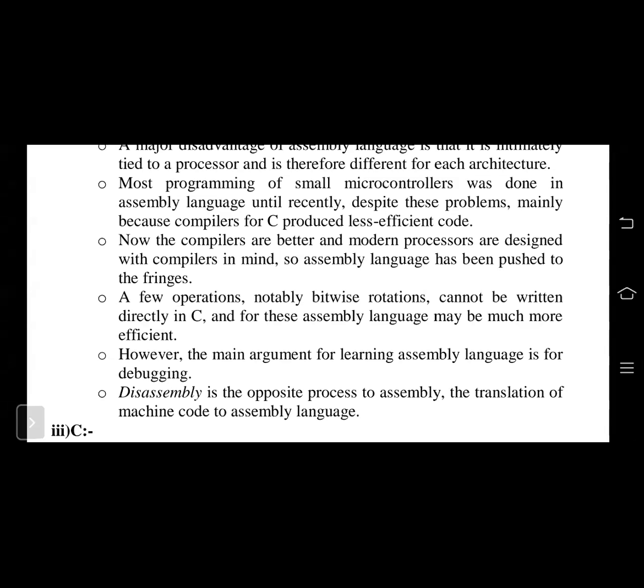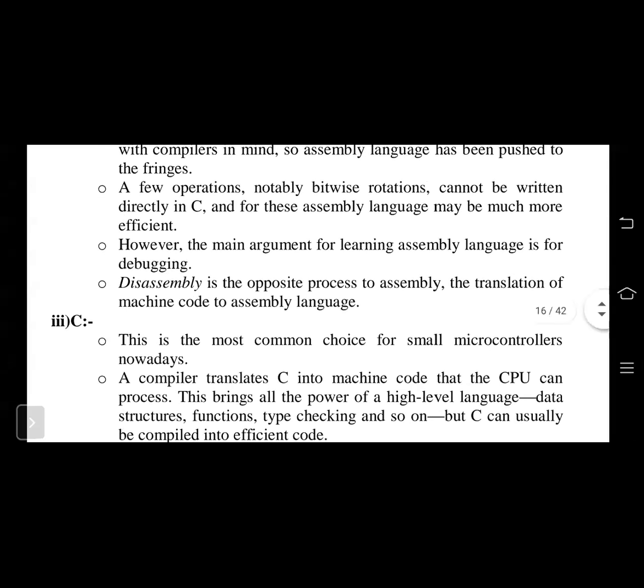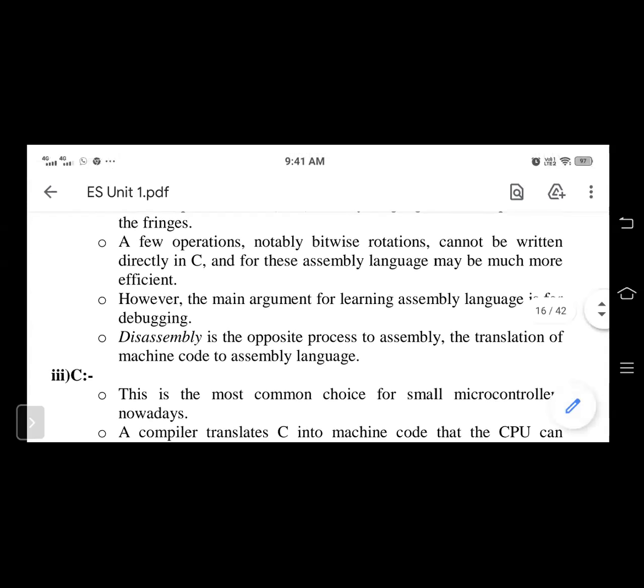However, the main argument for learning assembly language is for debugging. So you can learn assembly language for debugging purposes. Then disassembly is the opposite process to assembly, the translation of machine code to assembly language. So the reverse process is called disassembly. Okay, so that is all about your machine code and assembly language.